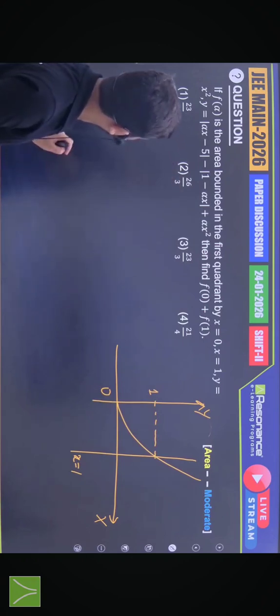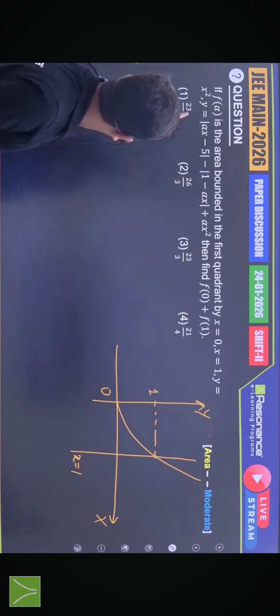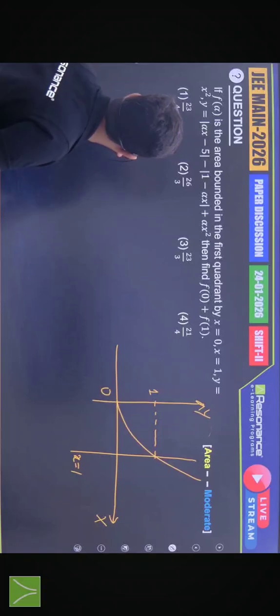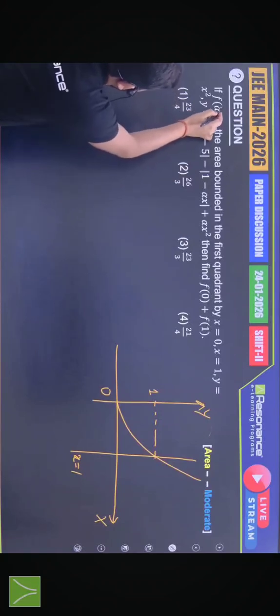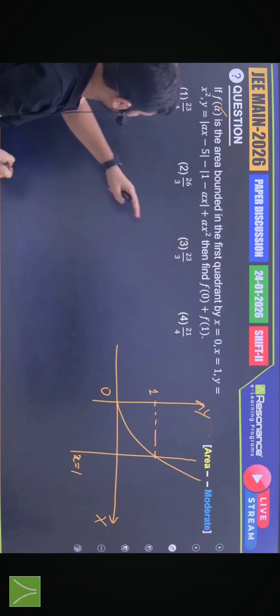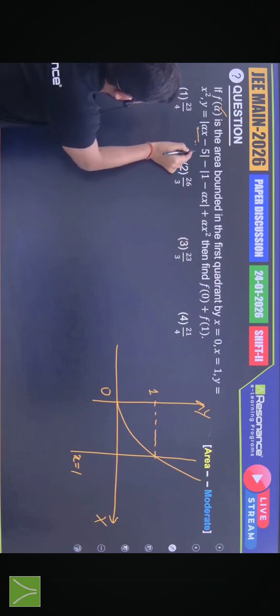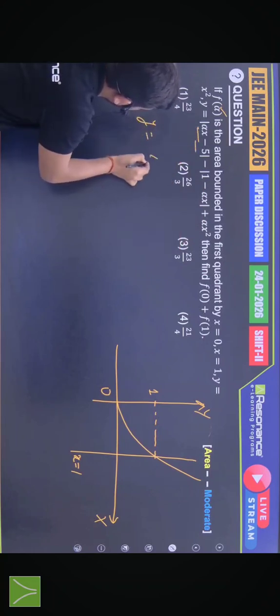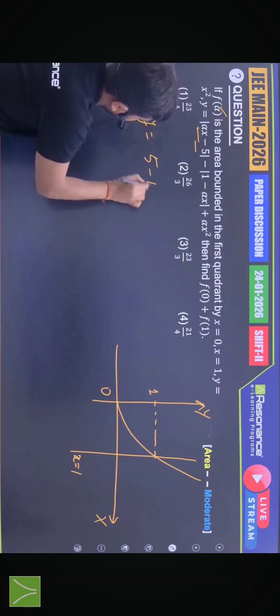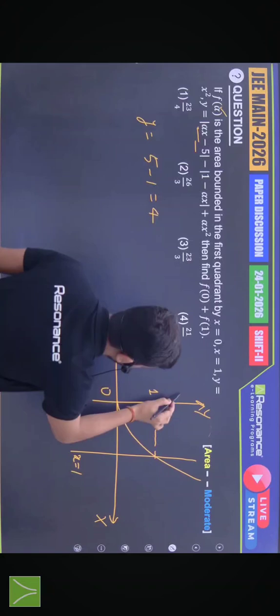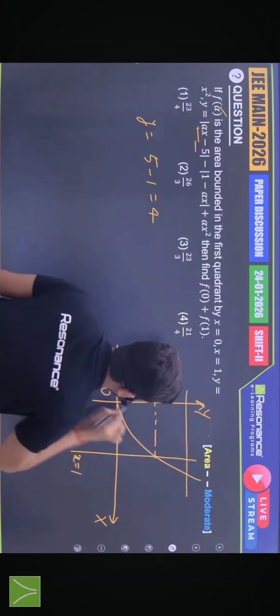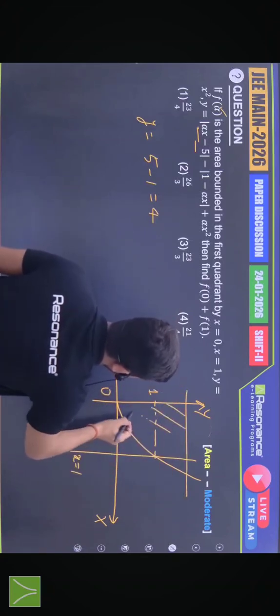Next, you have to find f0. So put here alpha is 0, and f of alpha is given. If you put alpha 0, y will become how much? 5 minus 1, that is 4. So y equal to 4 line. So this area you have to find.